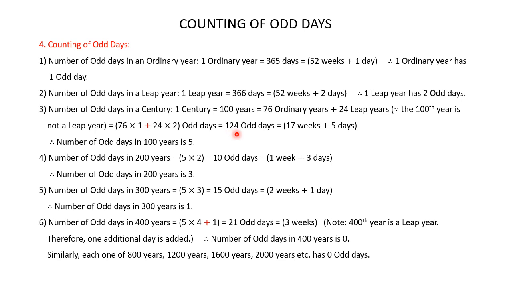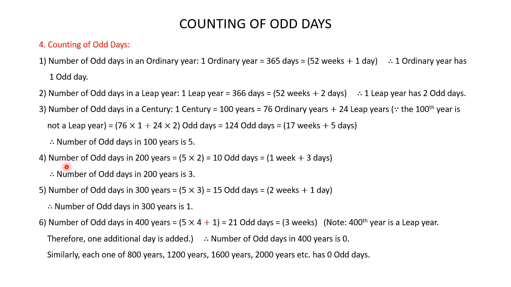124 divided by 7 will give 17 as the quotient and 5 as the remainder. The quotient is the number of weeks and the remainder is the number of odd days. So 124 divided by 7 will give 17 weeks plus 5 days. These 5 days are the odd days. So number of odd days in 100 years is 5.